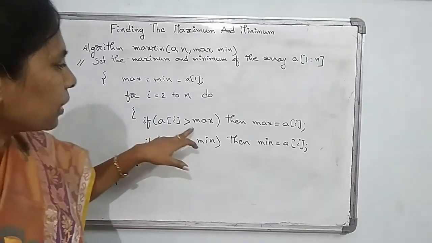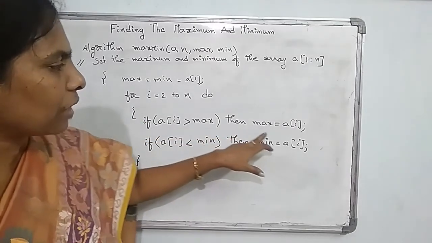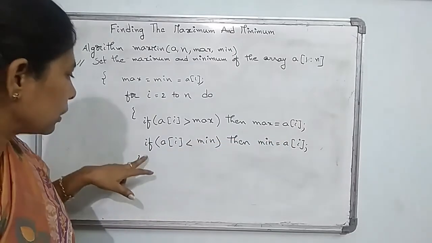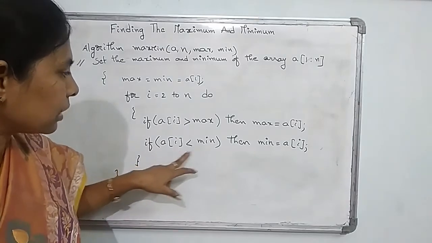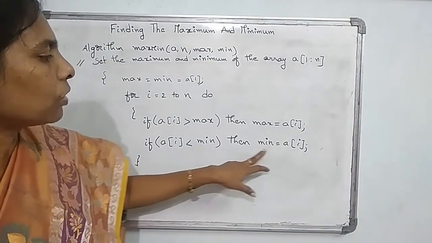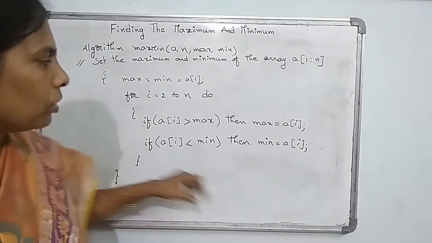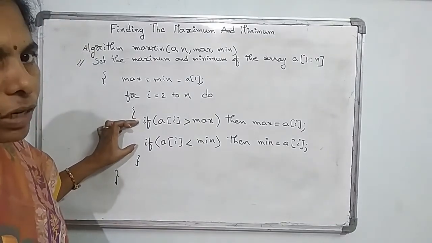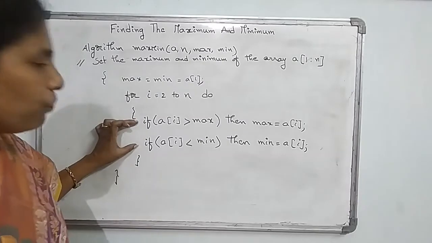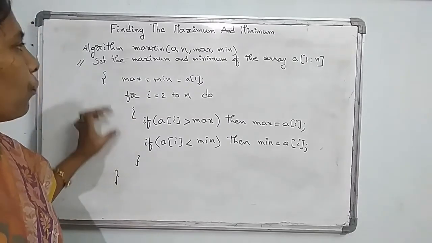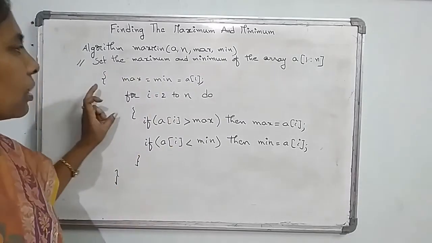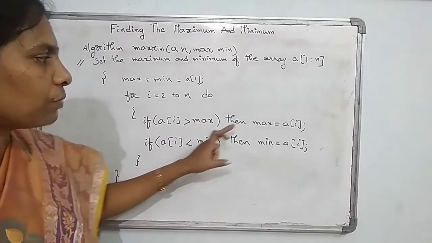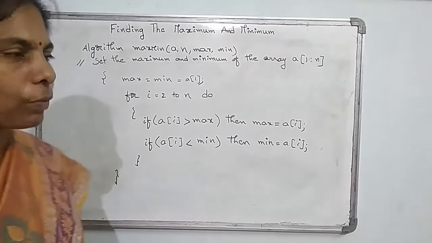If A of I greater than maximum, then you set maximum equal to A of I. Also, if A of I is less than minimum, then you set minimum equal to A of I. Using these two statements, you can find out which one is the maximum element and which one is the minimum element. With this algorithm you check each and every element and find the maximum and minimum.